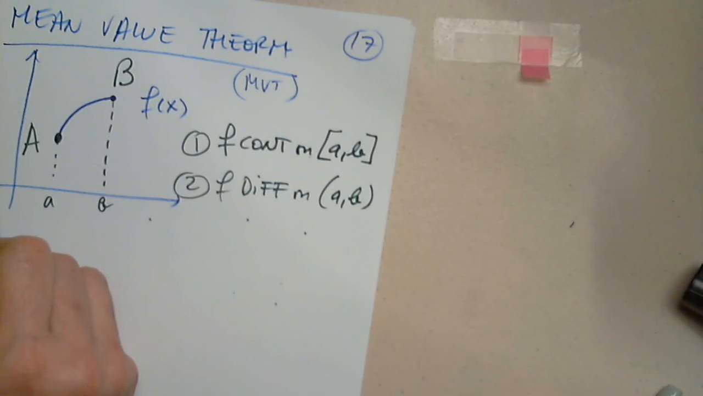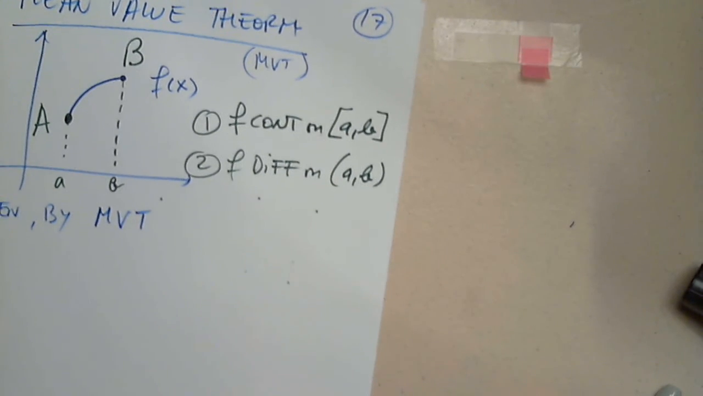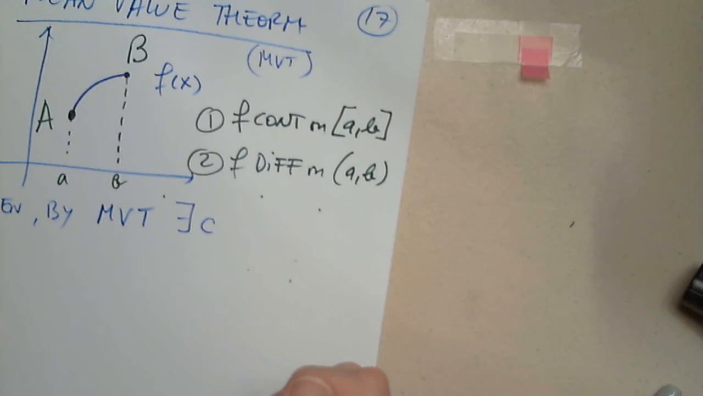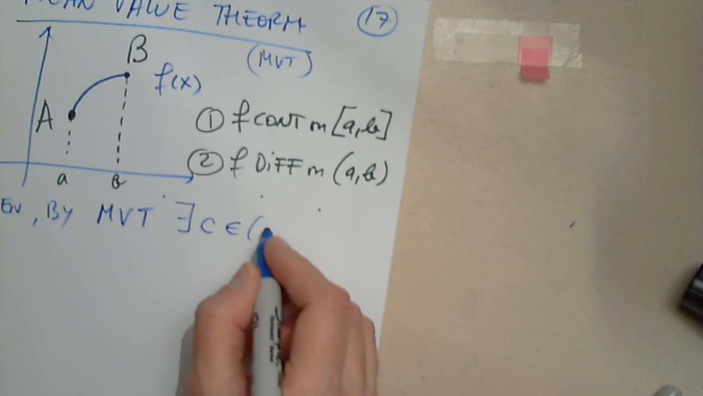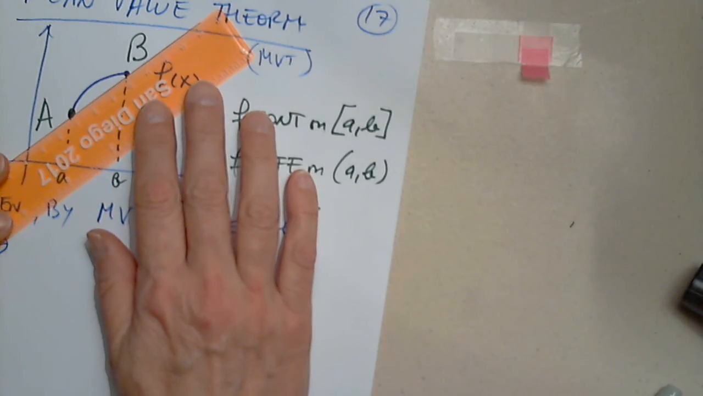Then, by MVT, there exists a C, at least a C, in the open interval a comma b, such that, okay, ready? I'm looking for, I thought I had it here. I put it away. Okay, here it is. Ready?